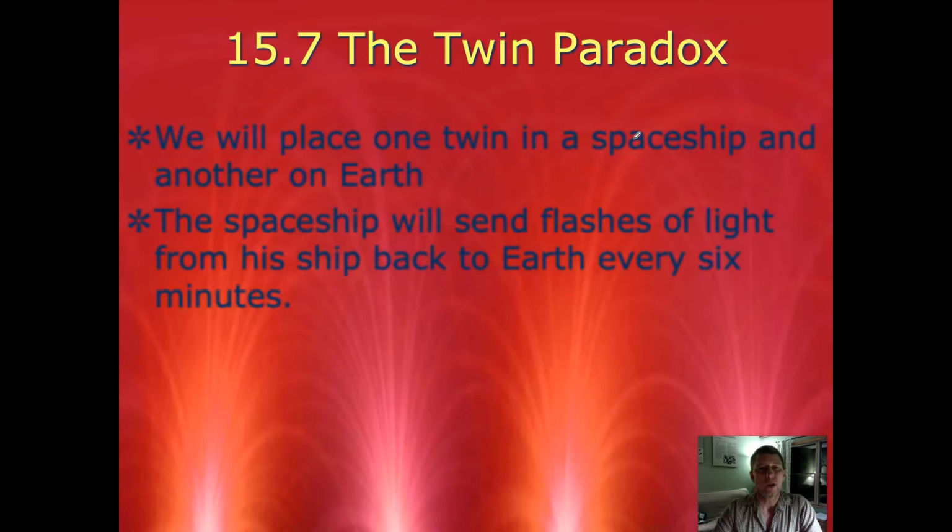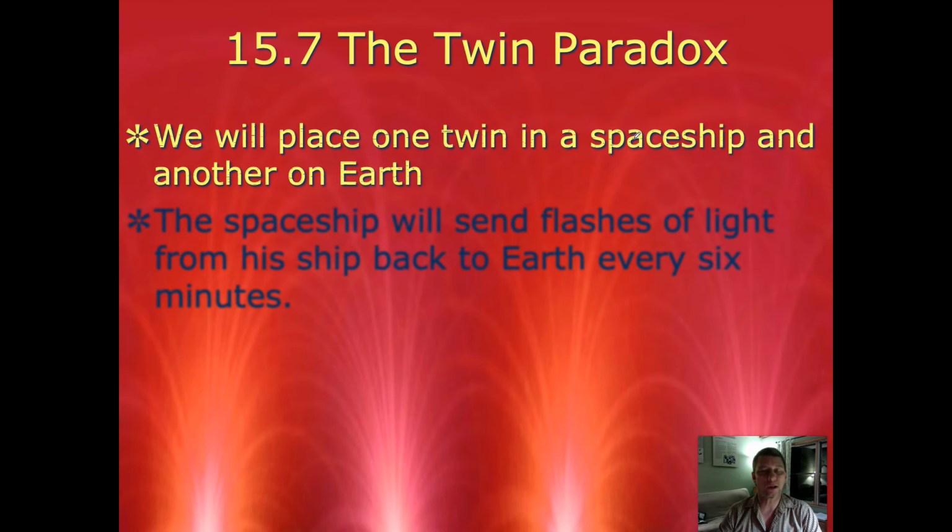All right, so with the twin paradox, we're going to take two identical twins. We're going to place one twin in a spaceship and leave the other one on the Earth. Now, the spaceship has to be traveling at a speed near the speed of light, maybe 3/4 of the speed of light or so, in order for there to be a significant difference in the time that we see. So we're talking about 0.75 of c, the 3.00 times 10^8 meters per second.